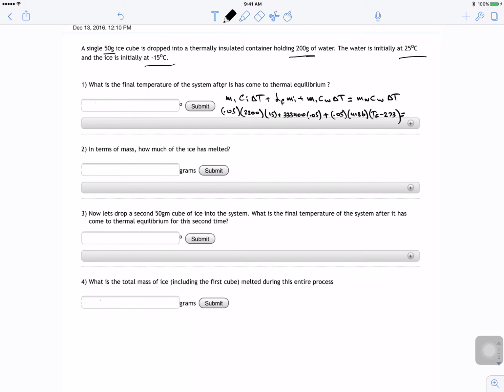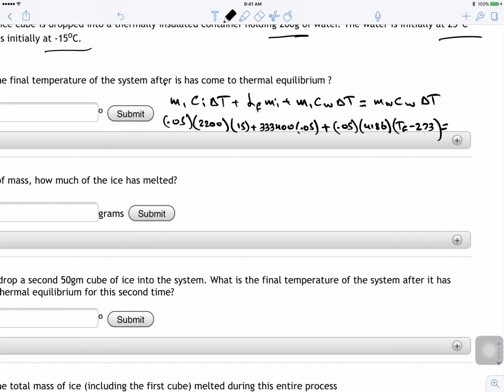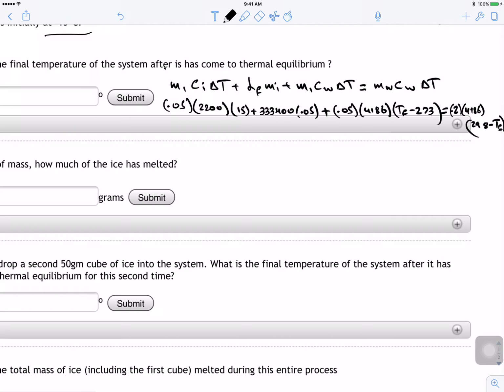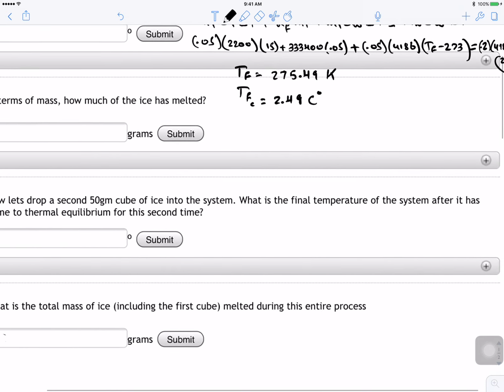And then this guy, hope it fits. Let me zoom in. It's 0.2 times 4186 times 29.8 minus T final. Alright guys, so now we're just solving for T final. So T final in this case was 275.49 Kelvin. They want in Celsius, so T final in Celsius is going to be 2.49 Celsius. Okay.